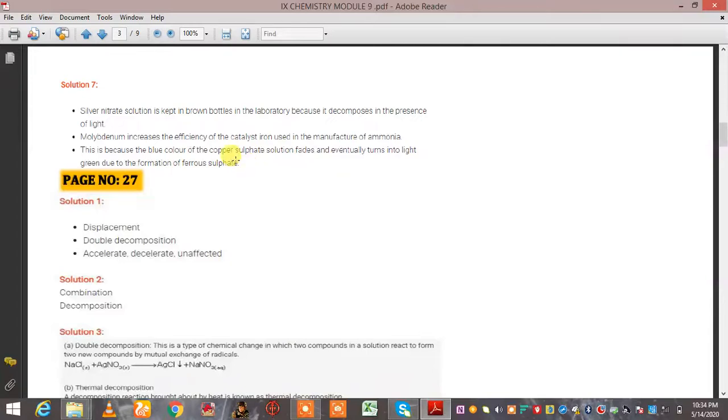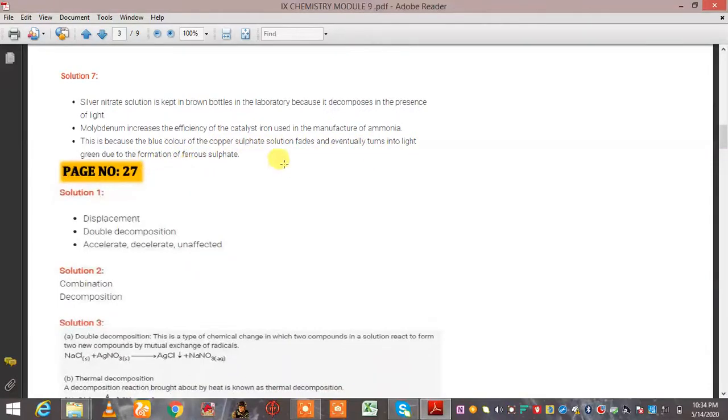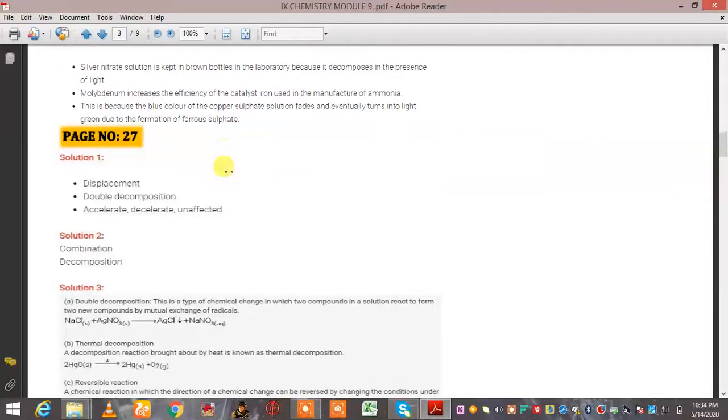Now, why does the copper sulfate solution fade and turn into light green? So this is the answer: the color of the copper sulfate solution fades and eventually turns into light green due to the formation of ferrous sulfate.